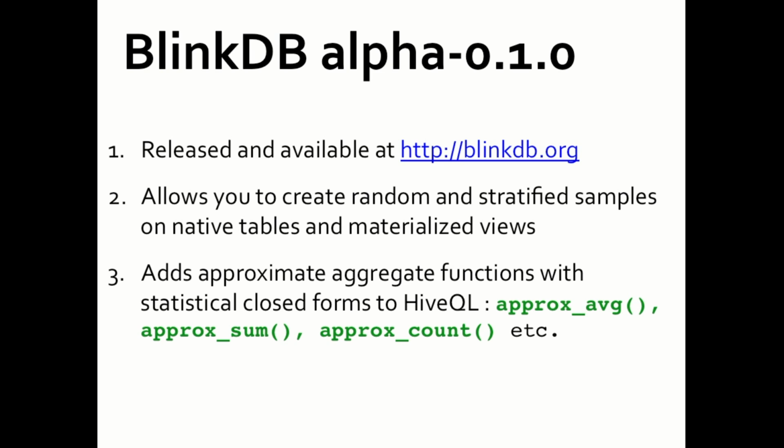And the most important thing that it enables is that it adds these approximate aggregate functions to the query plan. Which means that now, if we want to compute the average, count, or sum on these data sets, we can instead use approx sum, approx average, approx count on these small samples of data. And the goal here is that it would return an approximate answer with an error bar that's hopefully meaningful.